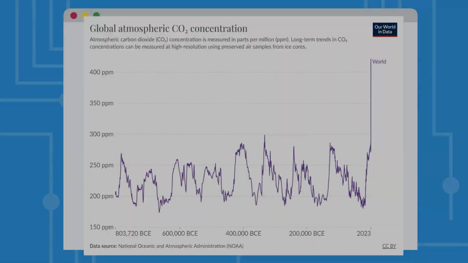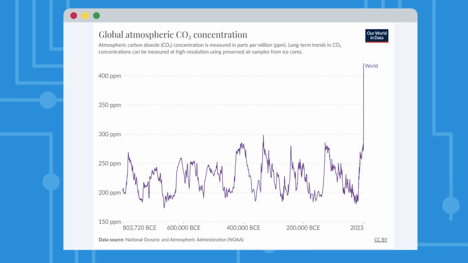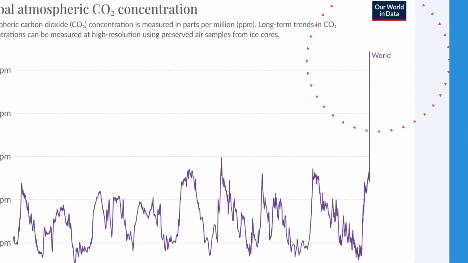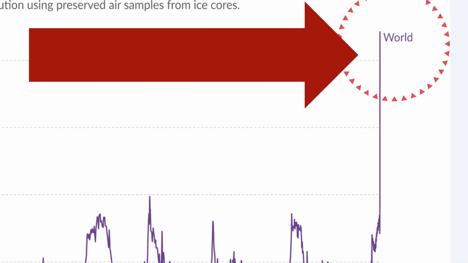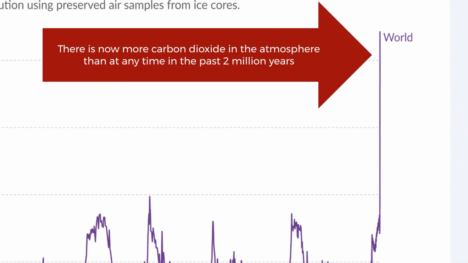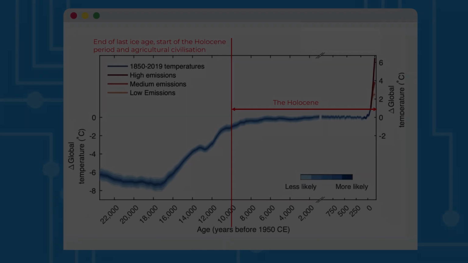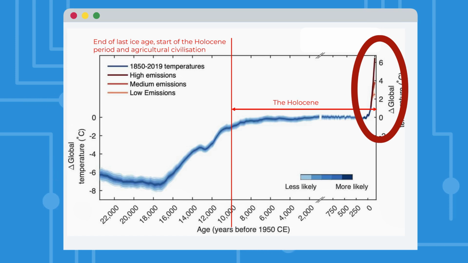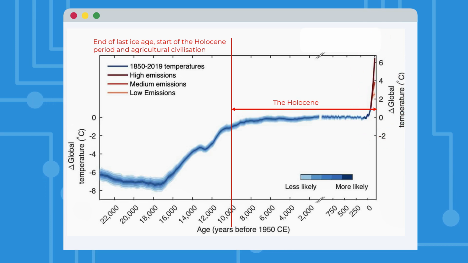Change is a natural feature of the Earth's climate, but the changes brought about through burning fossil fuels are unprecedented in speed and scale. There is now more CO2 in the atmosphere than at any time in the past 2 million years. The 1.1 degrees centigrade, or about 2 degrees Fahrenheit, of warming we've seen since the 1850s falls outside of the stable band of temperature our civilizations evolved in.